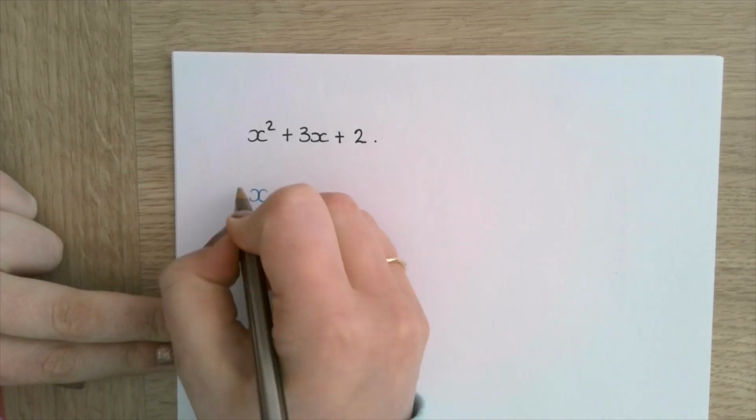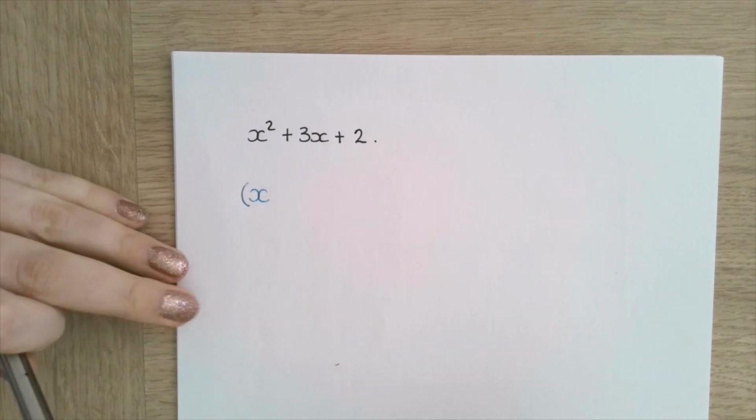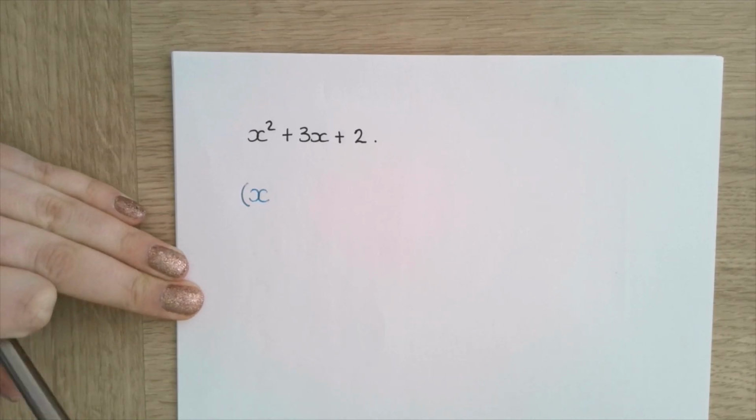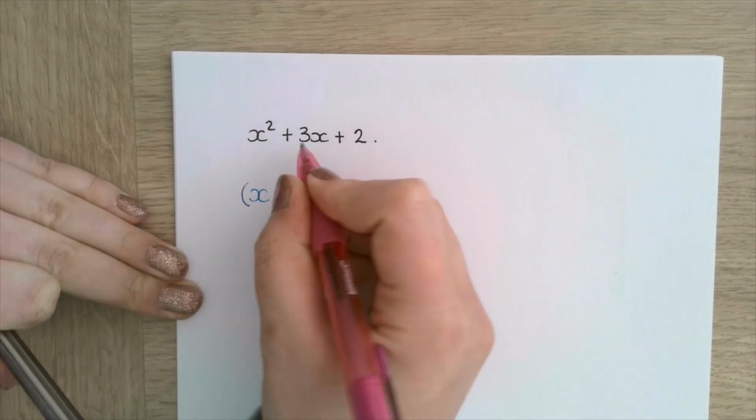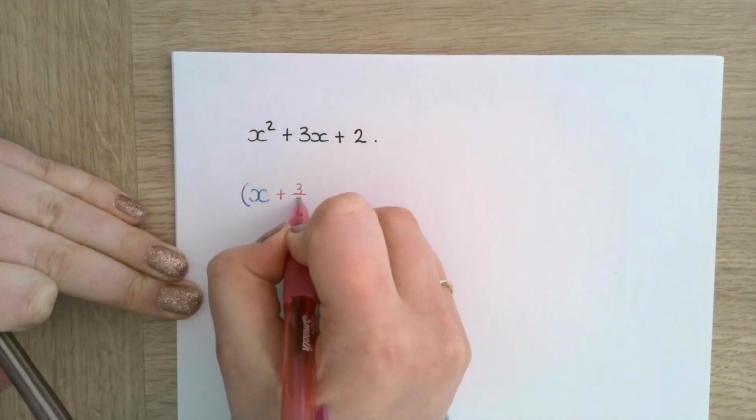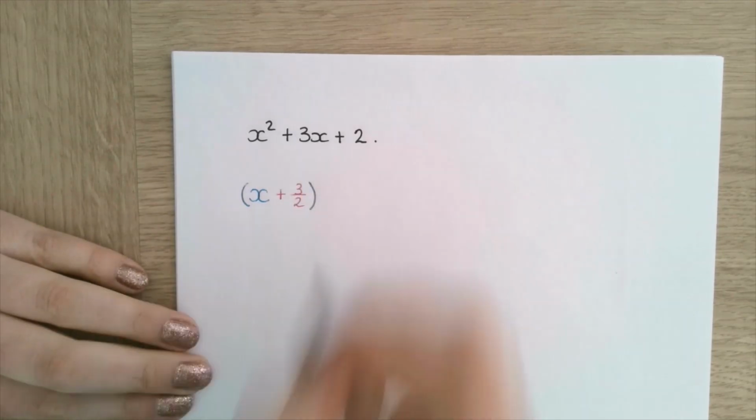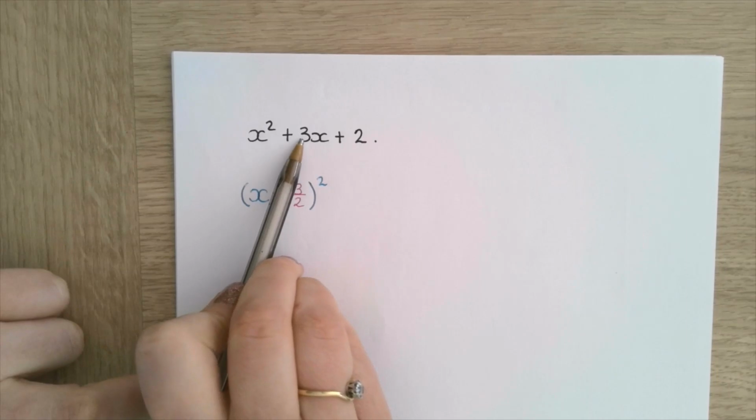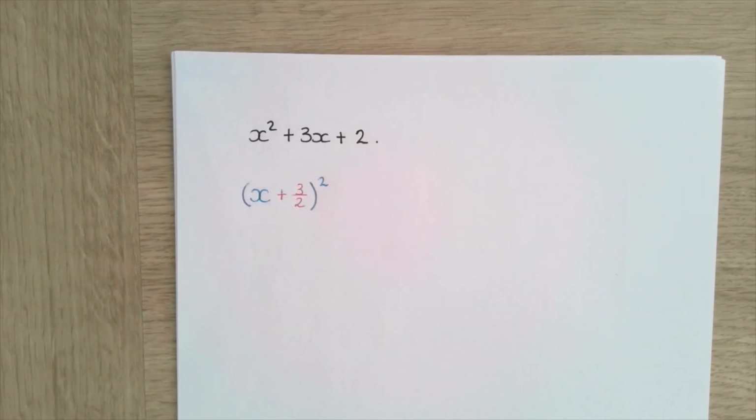So x inside my brackets, half of 3. Now this is something that I feel quite strongly about, and I would like you to keep it as a fraction. Half of 3, I'm just doing 3 divided by 2. So I'm going to have that as my starting point. I always just divide this value by 2, so I'm just going to leave it as a fraction, 3 over 2. I'm not going to convert it to a decimal.